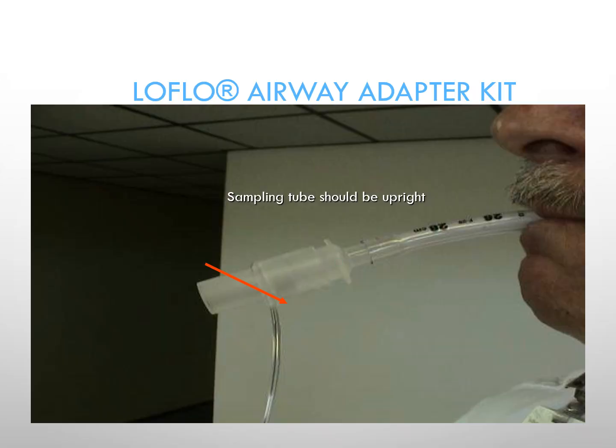This is an illustration of one of the adapters that can be used to monitor end-tidal CO2 in a patient with an endotracheal tube receiving mechanical ventilation. You'll notice that the sampling port is facing down, which is incorrect, because over time moisture would collect in the sampling port and either cause an inaccurate reading or disable the ability to get a reading at all. So the moral of the story is to keep the sampling port facing up to minimize that likelihood and maximize the utility of these devices.